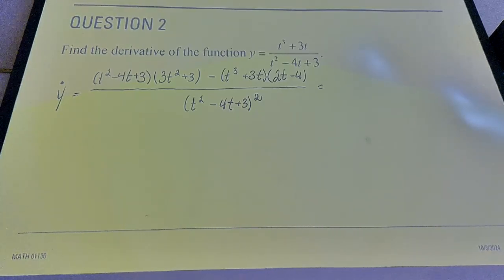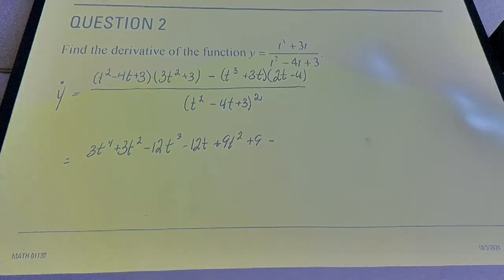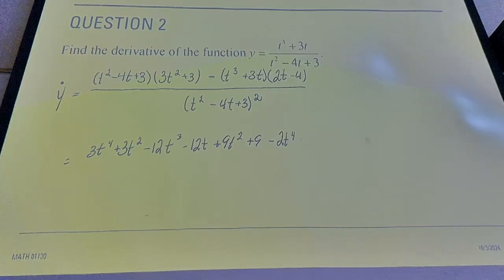Expand everything out. Do it on a new line. 3t to the 4th plus 3t squared minus 12t cubed minus 12t minus t squared plus 9 minus 2t to the 4th plus 4t cubed minus 6t squared plus t.